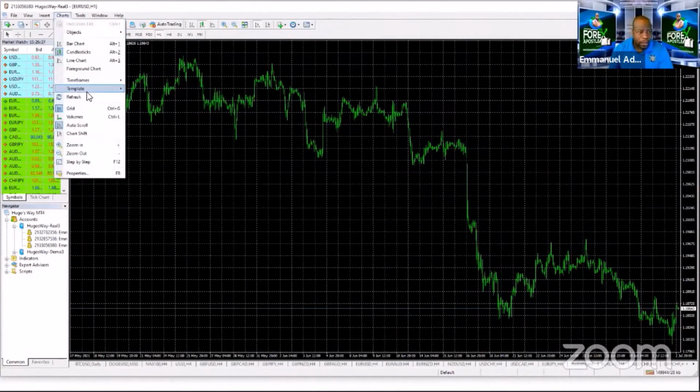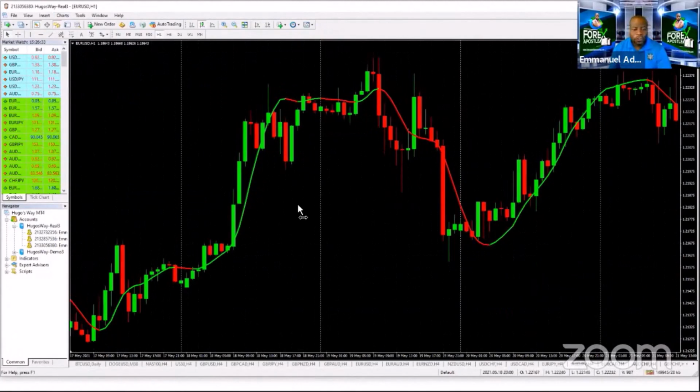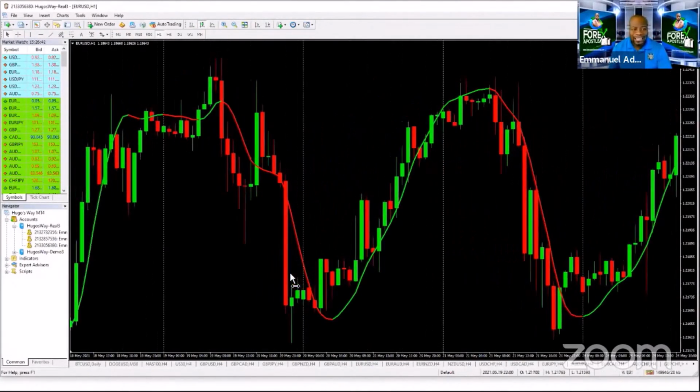Let me just pick one of my templates, a regular template. And of course, you have this. Take a look at this. So with that definition, what we are looking for is a candle that swallows another candle. So we'll take a look at this one here. This is the high of this, this is the low of this. You guys see that? This is the high, this is the low. Then look at this red candle. This is the high, this is the low. So this right here is inside bar.